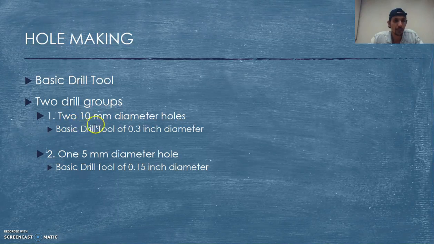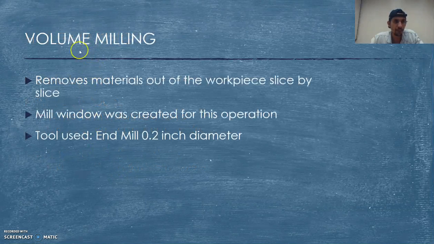The first is the two 10 mm diameter holes, which used a basic drill tool of 0.3 inch diameter. Similarly, the third, which has a 5 mm diameter hole, used a basic drill tool of 0.15 inch diameter. The second operation was volume milling. Volume milling is done to remove material from the workpiece, and for this a mill window was created, and the tool used was an end mill of 0.2 inch diameter.